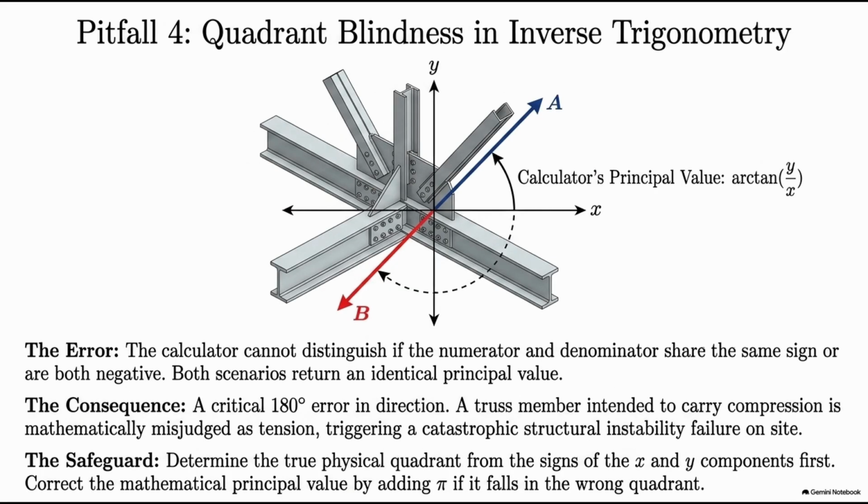Fourth, never rely blindly on a calculator's principal value for inverse trigonometric functions without verifying the physical quadrant. Forgetting to apply quadrant correction when force components are negative reverses the calculated force direction by 180 degrees, turning intended compression members into tension, which can trigger catastrophic collapse.